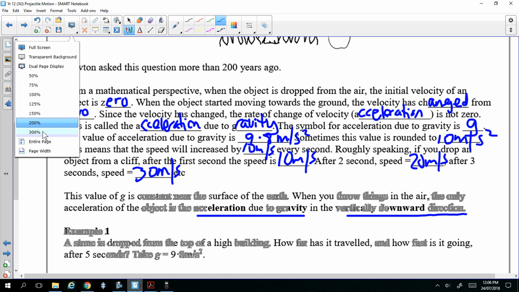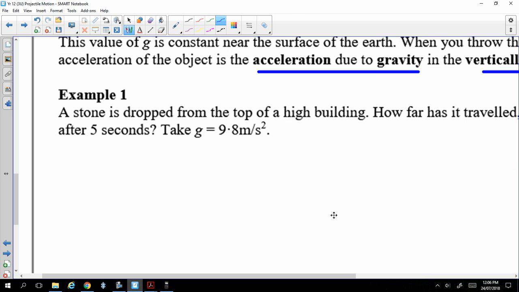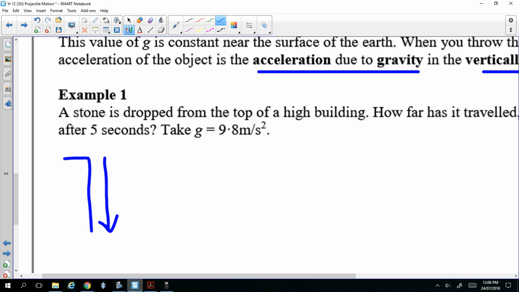We're going to draw a simple building, and you're going to drop the stone towards the ground. Let's make the top of the building the origin, and the stone was dropped from there. This is y, and y double dot is the acceleration. We're going to make the upward direction positive and the downward direction negative.